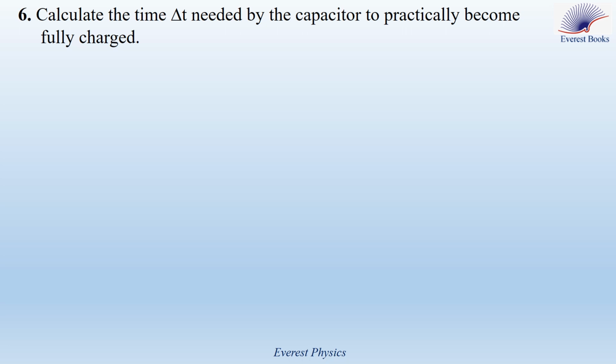Let's move to part 6. Calculate the time delta t needed by the capacitor to practically become fully charged. This time is equal to 5 tau. Tau is equal to 0.36 seconds. Then delta t is equal to 1.8 seconds.